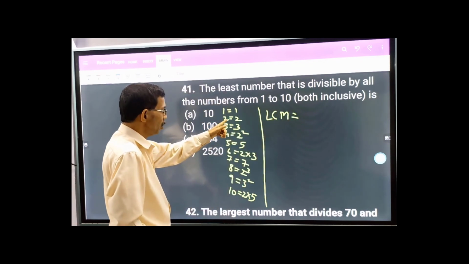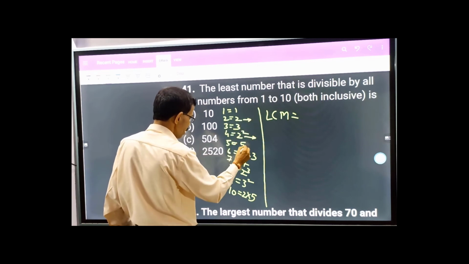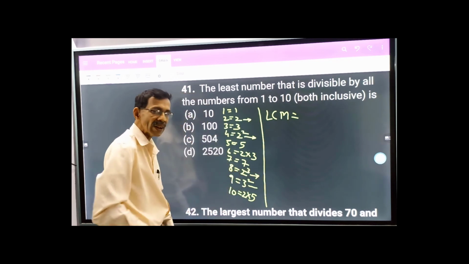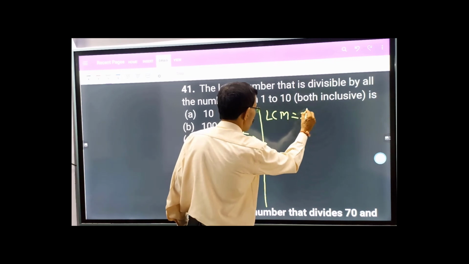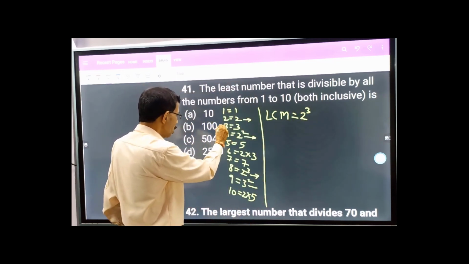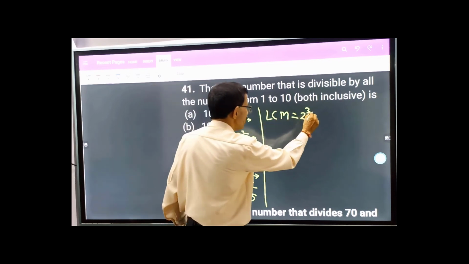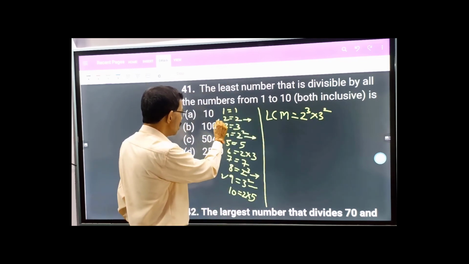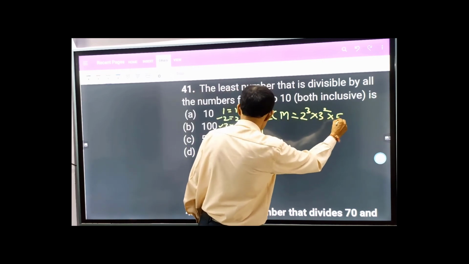That will be among 2. You see here there is 2 square and there is also 2 cube. So we will take the highest power of 2, that is 2 cube. And then 3 is here and 3 square is here. So we will take the highest power, that is 3 square. And then this is over, 5 multiplied by 5.